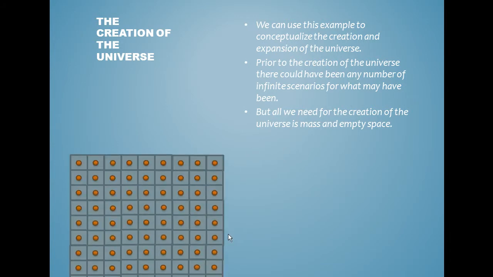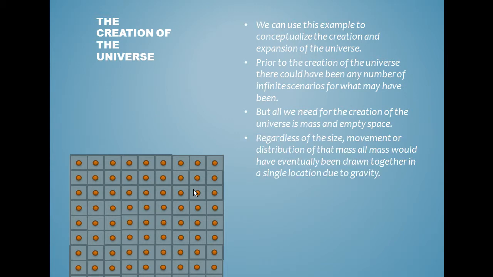So, here we have individual particles of mass, evenly distributed or relatively evenly distributed through empty space. Regardless of the size, movement, or distribution of that mass, all mass would have eventually been drawn together in a single location due to gravity. So eventually, if we start with this, whatever form that is in, whether the particles are moving, clumped together, or swirling in circles, we will eventually end up with a single solitary mass.